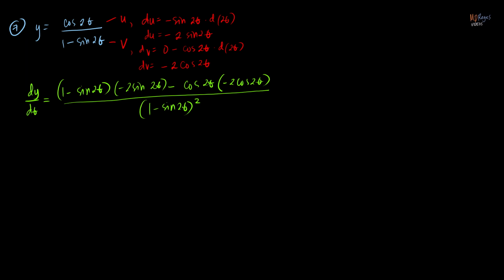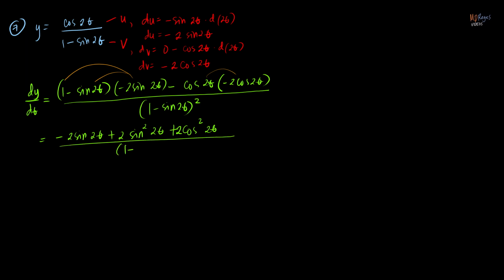Removing the grouping symbols in the numerator, we distribute and multiply these two. So we'll have negative 2 sine 2 theta plus 2 sine squared 2 theta. And then the last term would be plus 2 cosine squared 2 theta, all over 1 minus sine 2 theta, quantity squared.